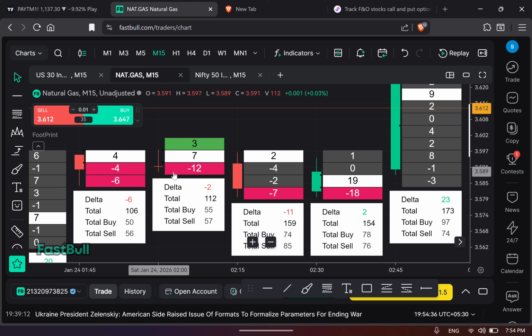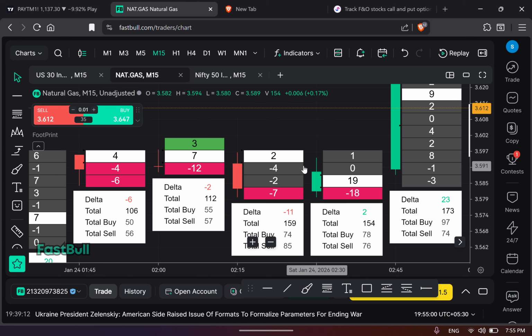So sellers were active, and totally how many? Minus 2 delta. So sellers are in control with negative 2 contracts. So here total buy, total sell. If you see, the total buy is 55, total sell is 57. So 55 minus 57 is minus 2. That is delta. So the delta value tells who is aggressively selling.